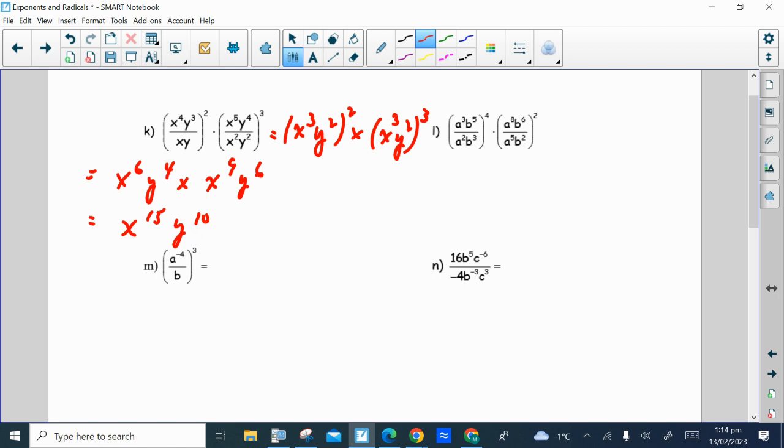Okay, let's switch over to question N. Question N. You're dividing top by bottom, and that includes the coefficients. 16 divided by negative 4 is negative 4.